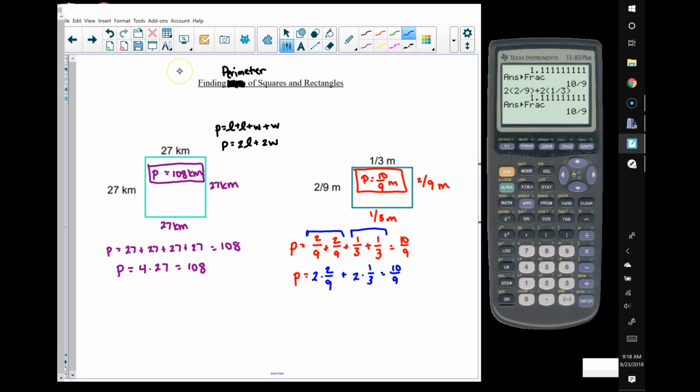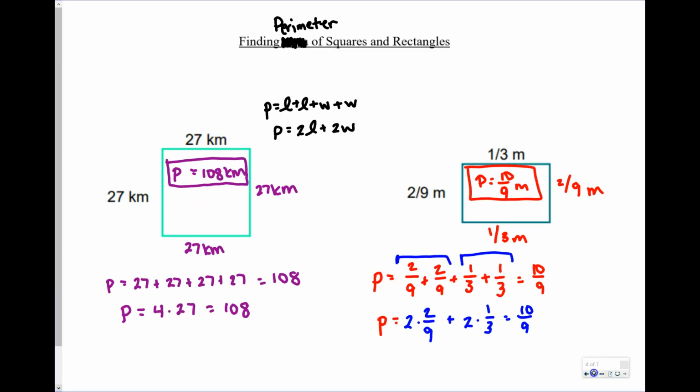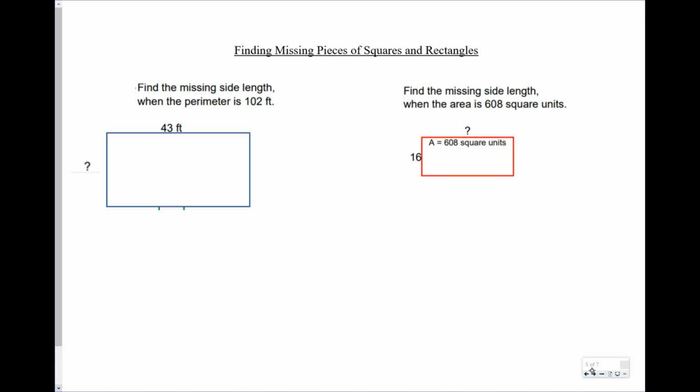Cool. The other thing we have to be able to do with area and perimeter, and this is some logical reasoning, is finding missing pieces of squares and rectangles. Okay, using what we know about area and perimeter. So when I see this problem right here, it says find the missing side length when the perimeter is 102 feet. So I only have one clue. You're kind of like being a detective here. What do you know in this problem? Well, you know that one side is 43. Well, if I know that one side of a rectangle is 43, then I automatically know that this is 43. So I've got a second piece of information, okay?